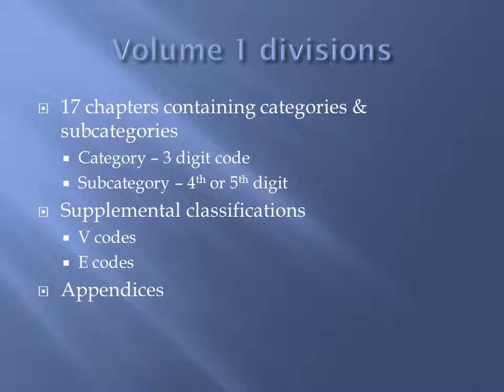The third part includes appendices. Appendix A is for the morphology of neoplasms. Appendix C is used for the classification of drugs. Appendix D is for the classification of industrial accidents according to the agencies. And Appendix E is a list of 3-digit categories.